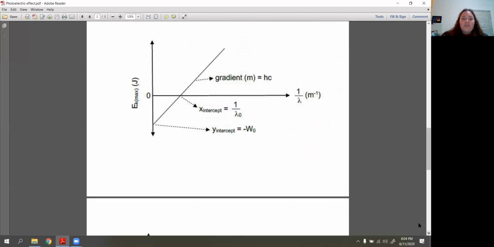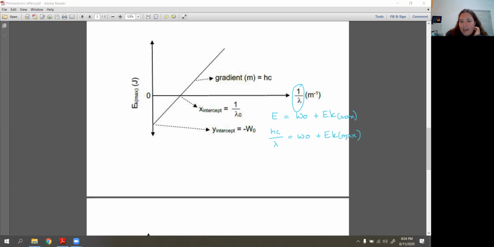The next one that we've got over here is a similar graph, where we're now looking at the kinetic energy against 1 over lambda. So what I'm going to do here, I'm going to write this down a little bit towards the bottom, is start with E is equal to W naught plus EK maximum. Then I've got 1 over wavelength, which means I've got to bring in the equation that says E is equal to HC over lambda. That is equal to W naught plus EK maximum.